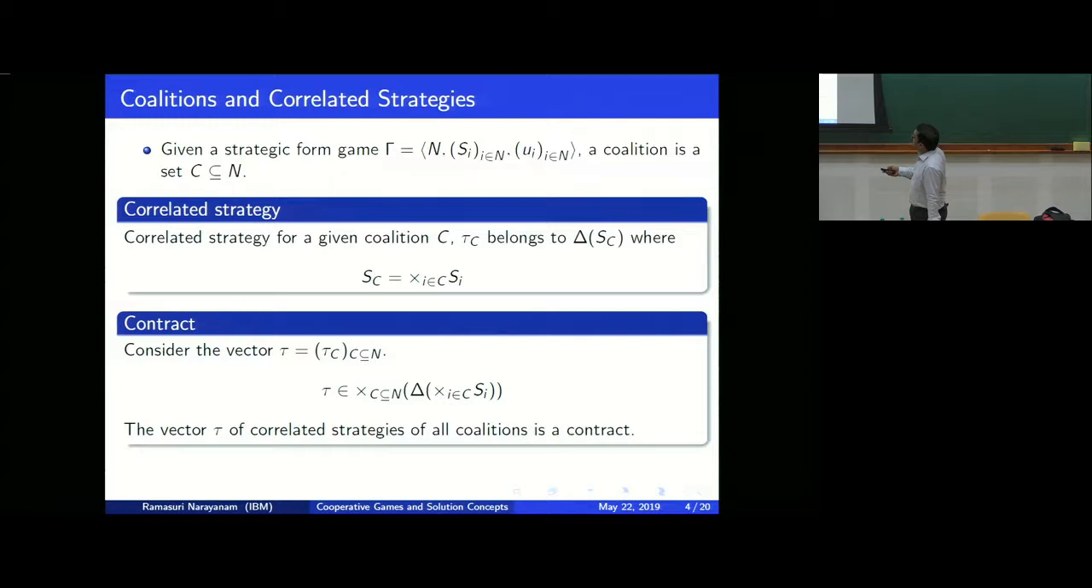This one. This is a Cartesian product. Yeah, product of all SIs. Yeah, it's the pure strategy profiles. I mean, the set of all pure strategy profiles of the players belonging to the coalition C.